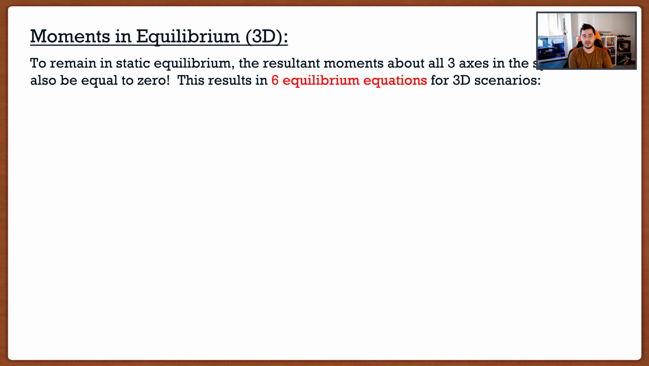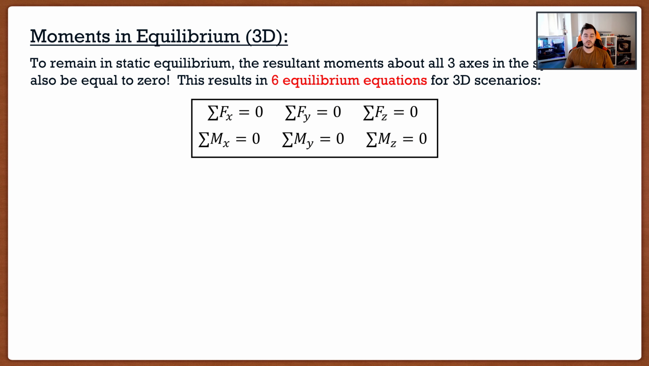So the final thing we're going to talk about, and this isn't something that we usually find in this particular class because it's a first-year class, we're here to have fun, not make you guys depressed, is moments in equilibrium. Remember, in 2D, we said that taking the summation of moments adds a third equilibrium equation. Well, in 3D, it actually adds three more equilibrium equations. So for 3D equilibrium, we actually have six equations now.